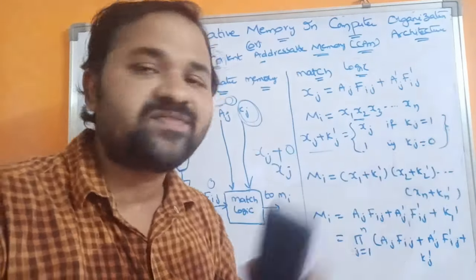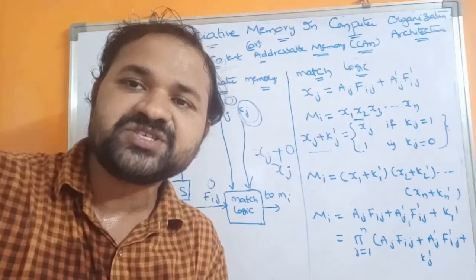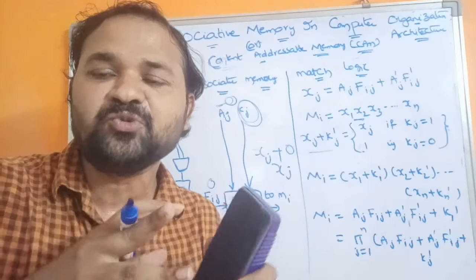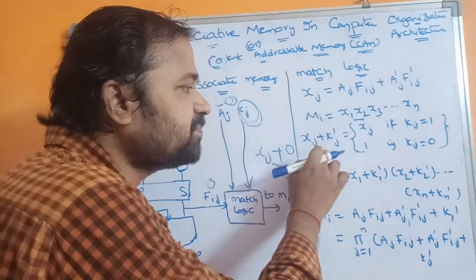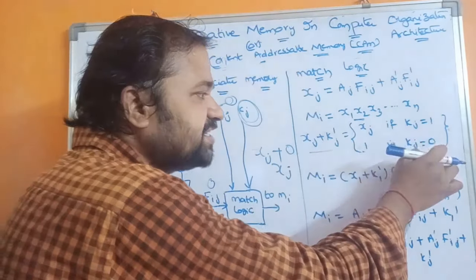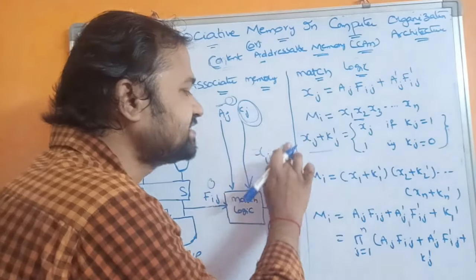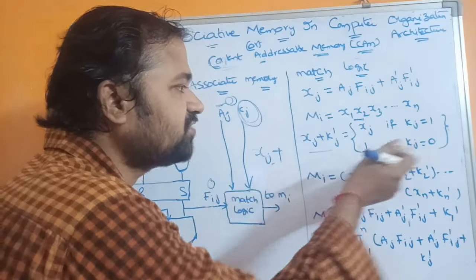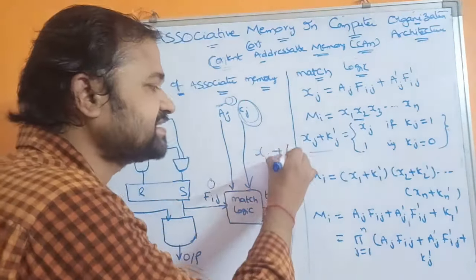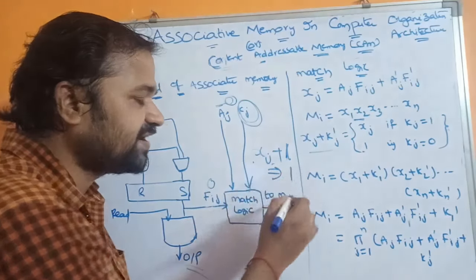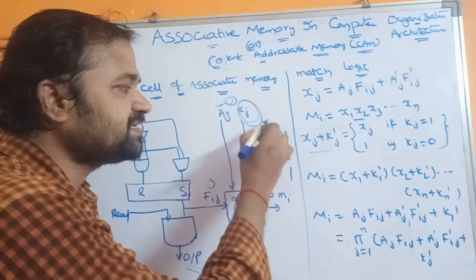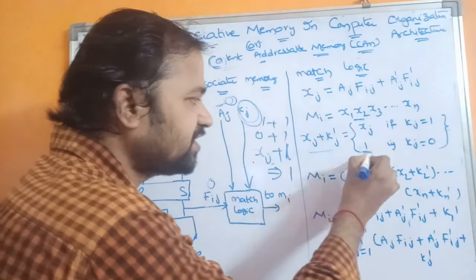Suppose Kj is equal to 0, that means the key bit is 0, then it is not possible to make any comparison here. So that's why we are doing Xj plus K dash j. Here Kj means 0, so K dash j becomes 1. So Xj plus 1. If we add 1 to Xj, then what is the result? 1 is the result. Because 0 plus 1 means 1, and 1 plus 1 means 0 in this logical addition. So 1 will be the result.